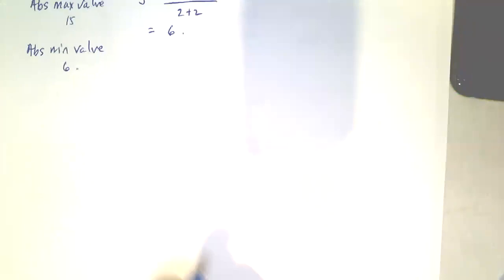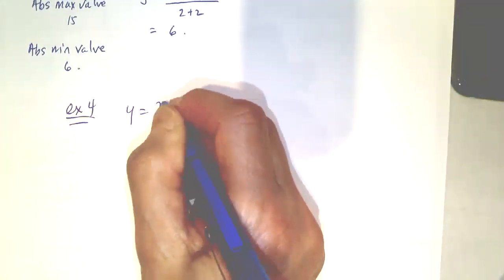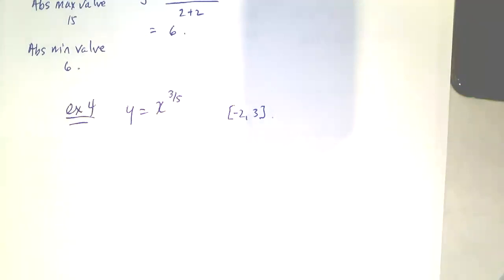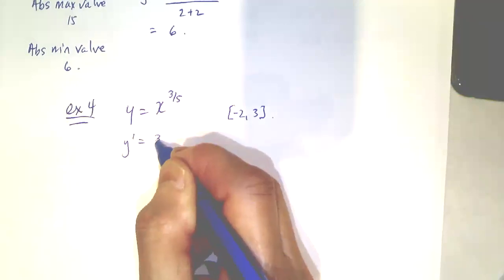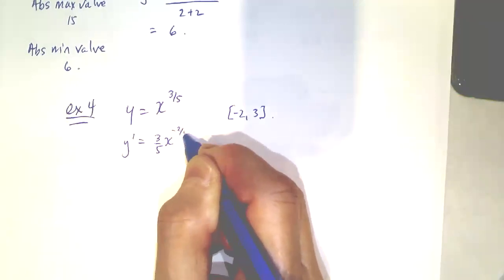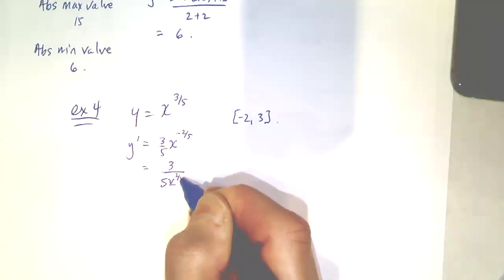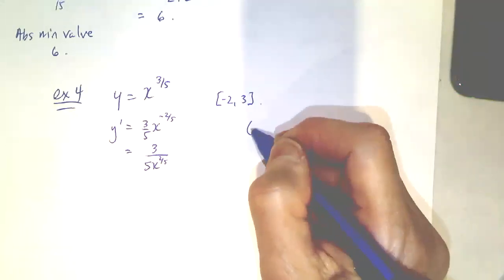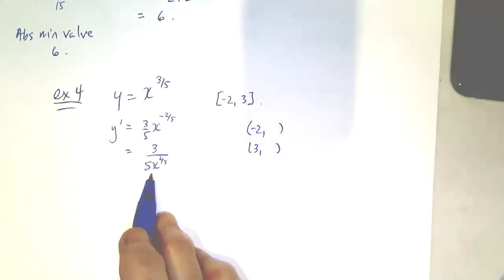The last example I'm going to do, which is example 4 on your sheet, is interesting. There's your original function, which of course is quite an unusual function as far as we are concerned. But what I'm going to do is take the derivative, which is 3/5 x to the -2/5. Now remember, that basically means I have an x in the denominator now. Now the algorithm says find the y values for the endpoints, and find the points where the derivative equals 0.